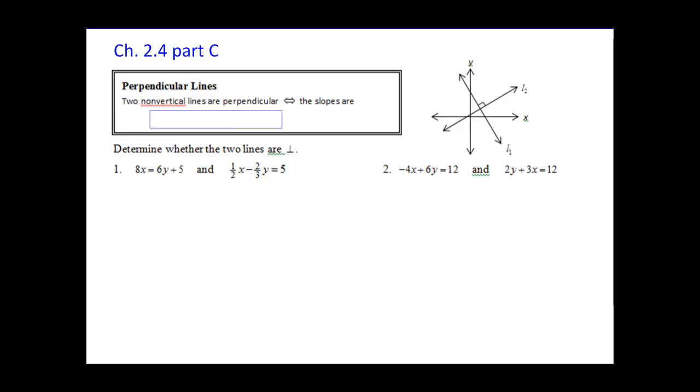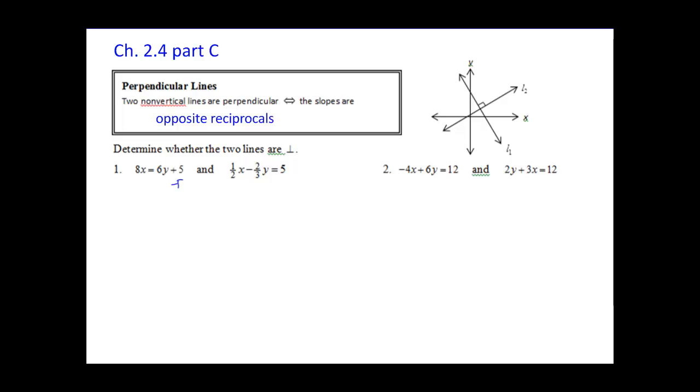Two non-vertical lines are perpendicular when their slopes are opposite reciprocals. In other words, they form that 90 degrees. So we want to determine, here's our two lines, if they're perpendicular this time, not parallel. So let's solve for y on both of them.